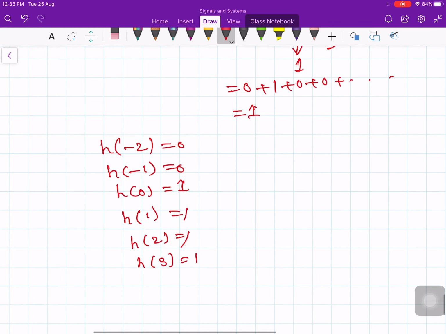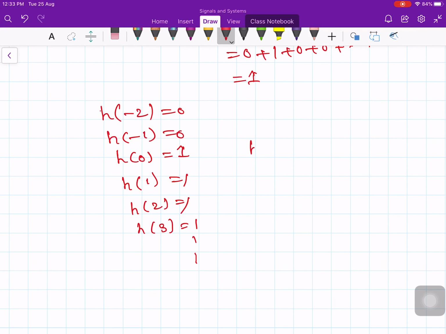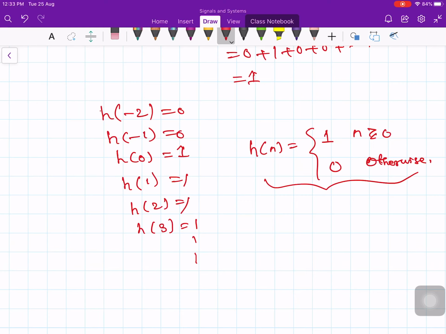So in compact form you can write h of n is equal to 1 when n is greater than or equal to 0 and 0 otherwise. That means n less than 0. So again this is precisely the definition of u of n. So in the second example also, h of n is equal to u of n. So although the definitions of the two accumulators are different, the impulse response is the same.